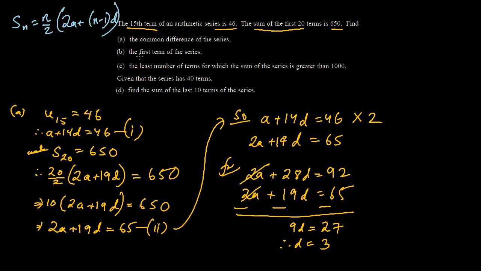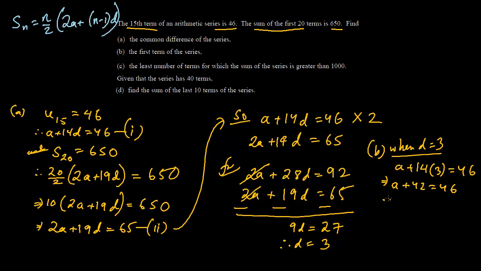The next question, question number B, is we have to find the first term. So if you put the value of D, when D equals 3, in the first equation, which is A plus 14 times 3 equals 46. This would be A plus 42 equals 46. Therefore, A equals 46 minus 42, which is 4. Now, we know the first term and the common difference, so that's the question.